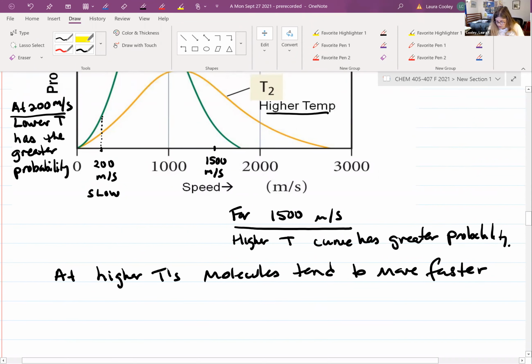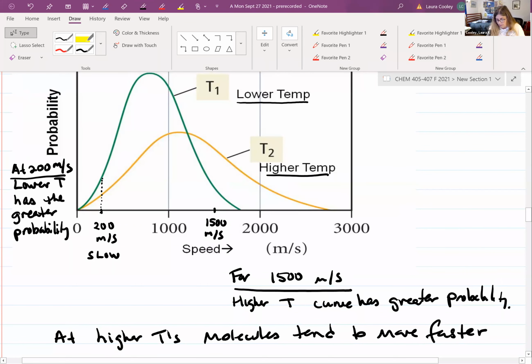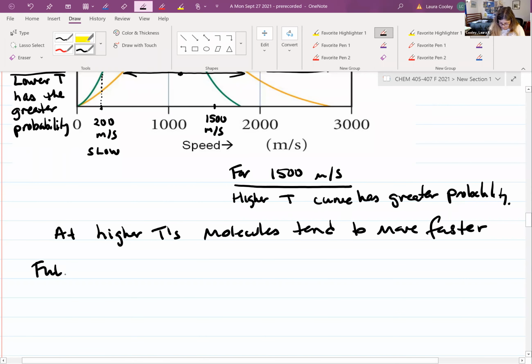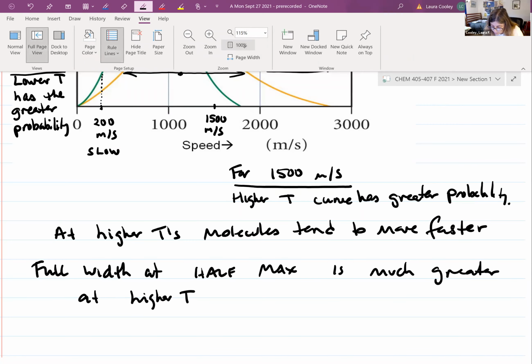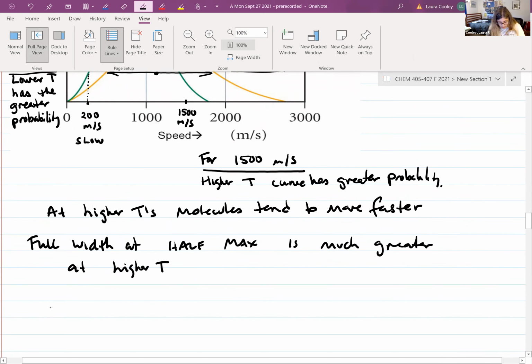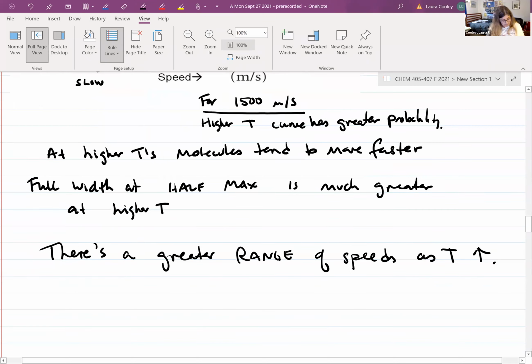Okay. Another thing you notice by looking at this curve that's very clear is that you have a much greater range of speeds. If we look at the full width at half maximum, that full width at half maximum is considerably greater, right? Go to the top, go halfway to the top, and look at the width. That's the full width at half max, and it is much greater at the higher temperature. To put that in simple words, there's a greater range of speeds as temperature goes up.